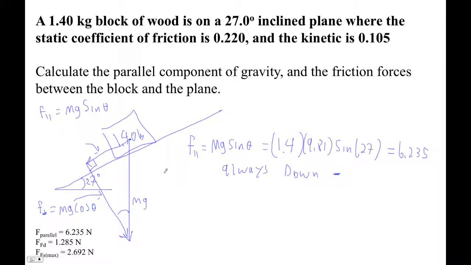Okay? And now let's figure out our dynamic and static friction forces, right? So the force of friction dynamic is mu dynamic times R, with mu dynamic being 0.105. And the reaction force ends up being mu dynamic times mg cos theta. And that's because this part of the force of gravity is perpendicular to the plane. That's the perpendicular component.